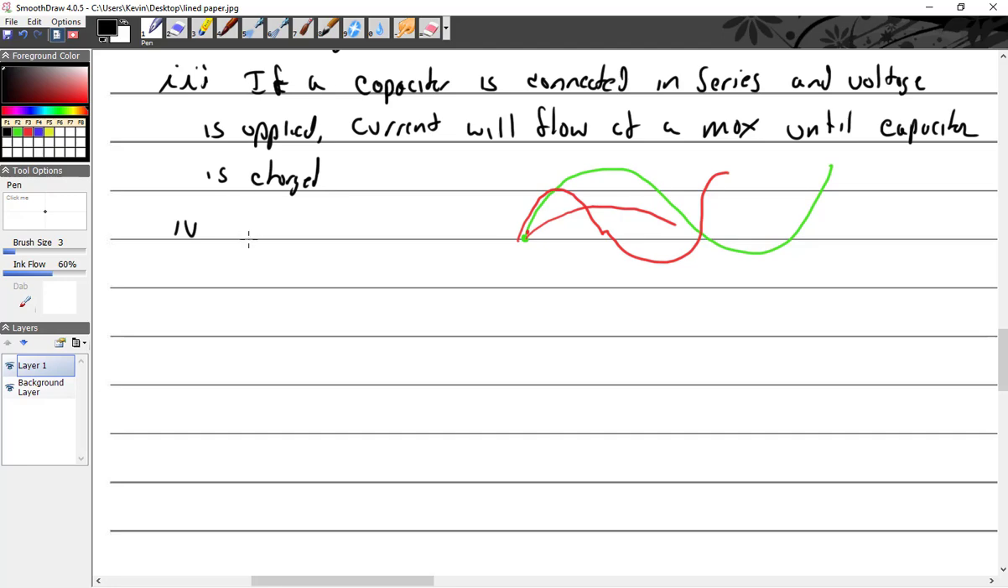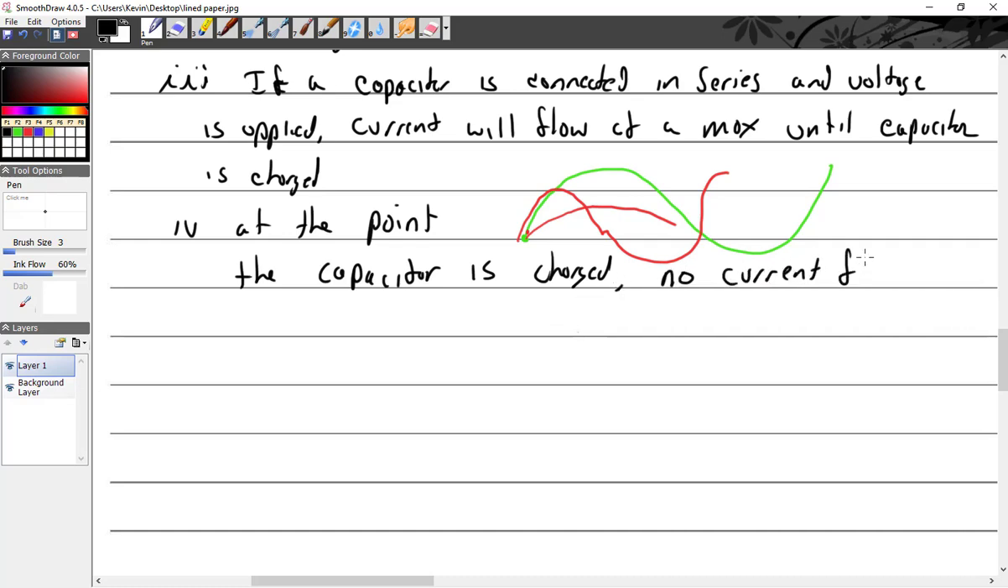What happens when the capacitor is charged? At the point the capacitor is charged, no current flows. No current flows, and the voltage of the capacitor, well, I'll just leave it at that. No current flows. I don't want to make confusing stuff.